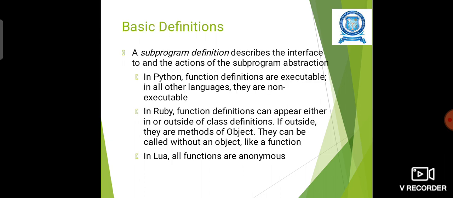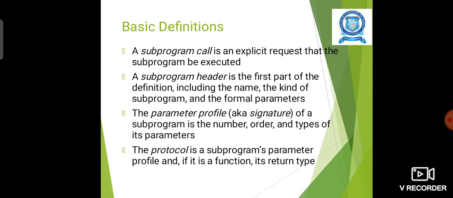A subprogram definition describes the interface to and the actions of the subprogram abstraction. In Python, function definitions are executable. In all other languages, they are not executable. In Ruby, function definitions can appear either in or outside of class definitions. If outside, they are methods of Object. They can be called without an object like a function. In Lua, all functions are anonymous.